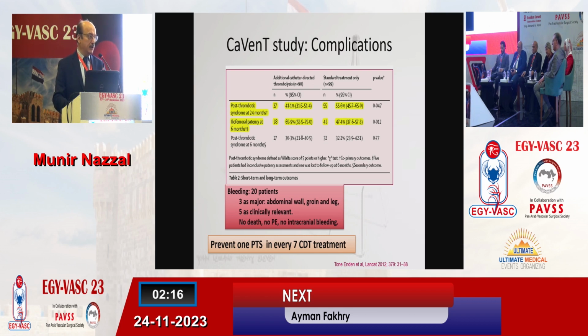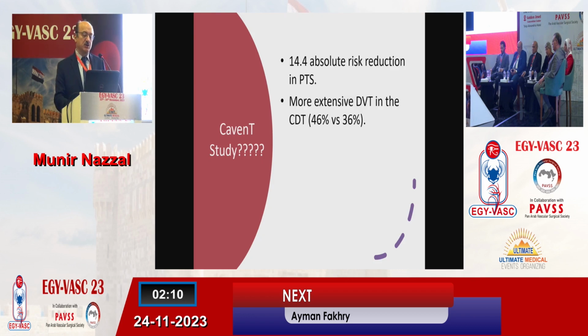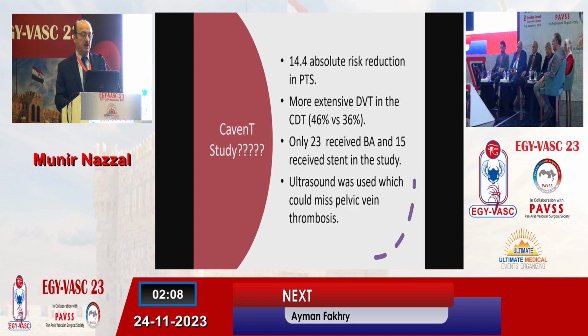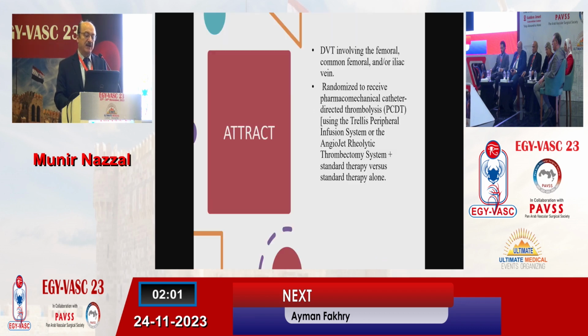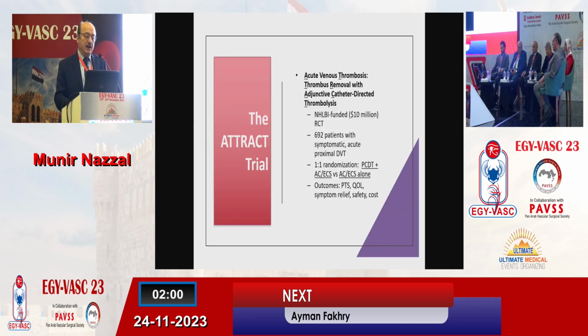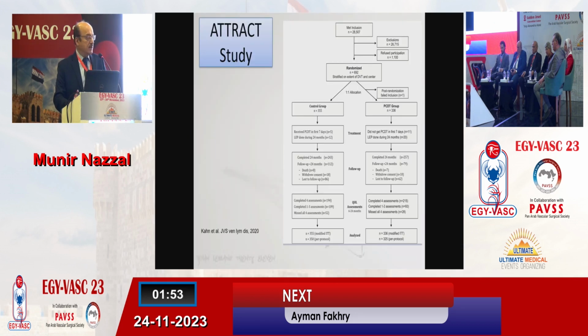And we don't know at 1 year, 2 years, is it going to last after that? So the Kevin study, there is a 14.4 risk reduction, and there's some improvement, especially in extensive DVT. And the ultrasound was used to identify, but we ignored the pelvic veins. The ATTRACT study, I'm going to skip those to show you in the ATTRACT study, look at the numbers.